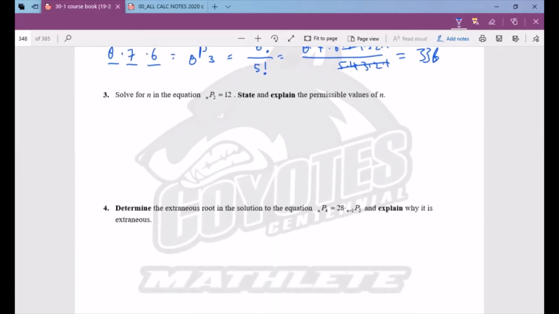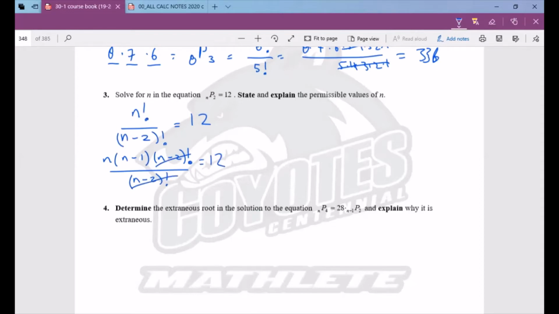So a little bit of algebra that we're going to do here. Solve for n in the equation np2 is equal to 12. Well, np2 is n factorial divided by n minus 2 factorial, and this is equal to 12. Expanding that numerator, n times n minus 1 times n minus 2. I could keep going, but I don't want to because n minus 2 factorial is what I have downstairs. And this is equal to 12. So it's n times n minus 1.